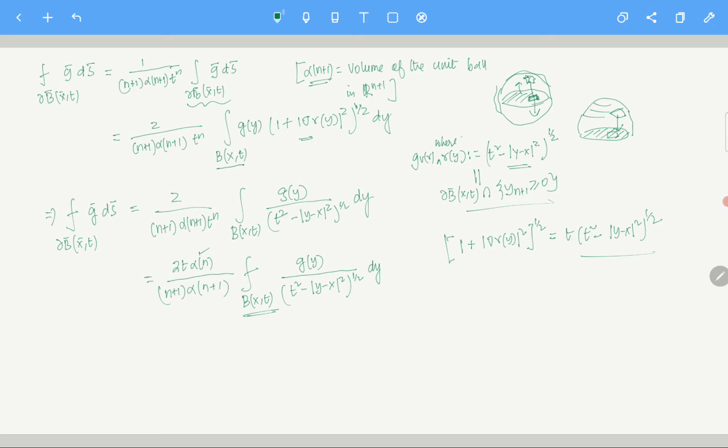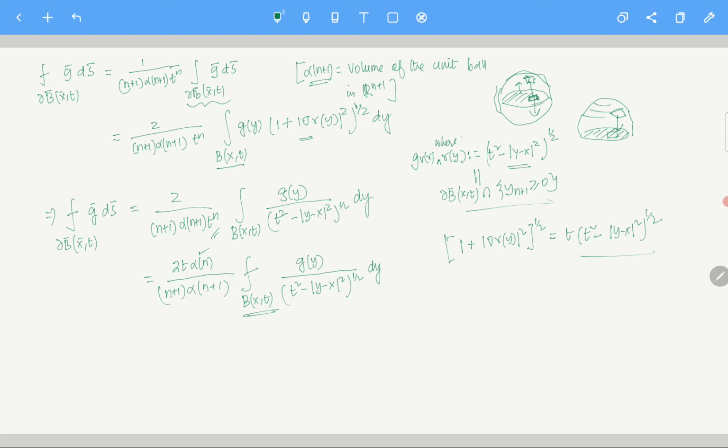Now I think I missed a t somewhere. No, that's fine. There is a t here, but that will get accommodated with t power n. So that is why t power n minus 1 is gone.